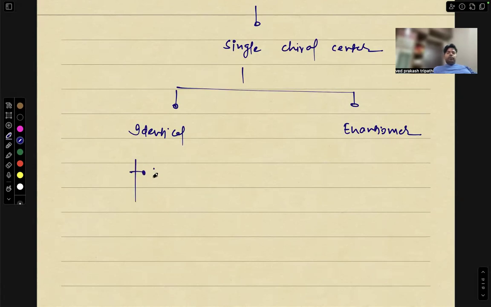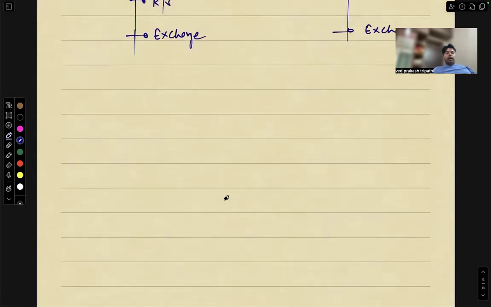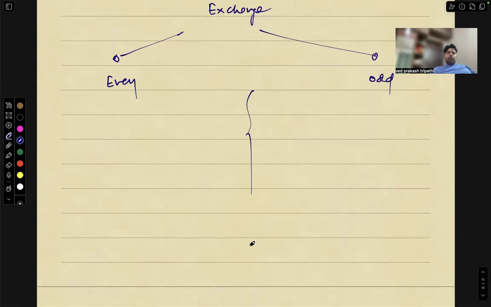So we have two rules to figure out the relationship. One is the RS method. The second is the exchange method. And in enantiomer, again the RS method and again the exchange method. So most of the students are familiar with the RS. Now today we are going to discuss the exchange rule and then we will go back to the RS. So what is exchange? Exchange is of two types, even and odd.